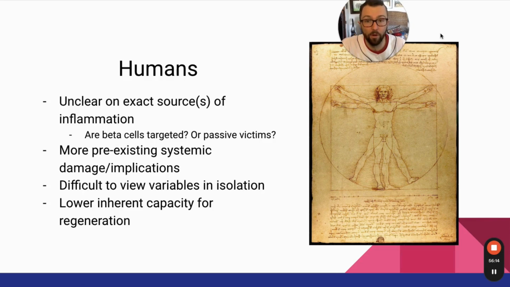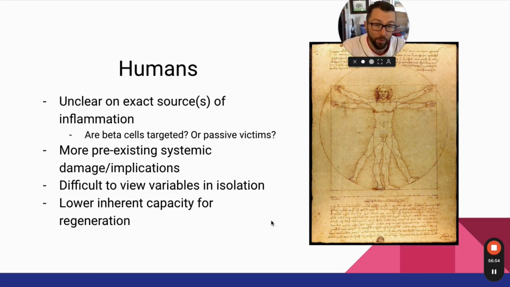But you need to consider that we haven't nailed down all of the exact sources of inflammation. We still don't even know if beta cells are a specific target of something, like what's implied in autoimmunity, the rogue immune system attacking the beta cells specifically, or if the beta cells are just passive victims to systemic inflammation, in which case we would need to be paying attention to the pre-existing systemic damage and the implications of that on the multiple systems impacting glucose regulation.